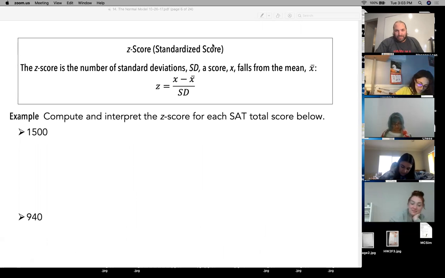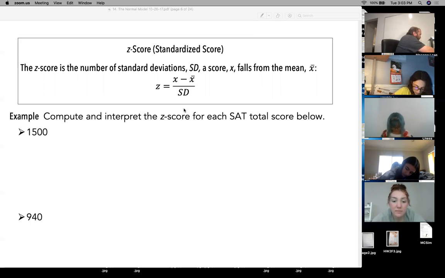Anyways, z-scores. There's actually a formula for z-scores. So what is the formula for z-scores? Well, it's right there. You take your data point, x, you subtract the mean, x bar, and then you divide by the standard deviation.